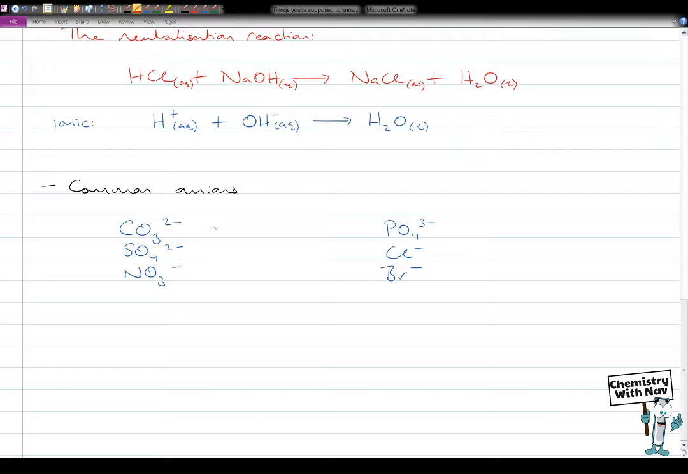Starting at the top, we have carbonate, sulfate, nitrate, phosphate, chloride, and bromide. And note here, anything that ends in ATE means with oxygen.